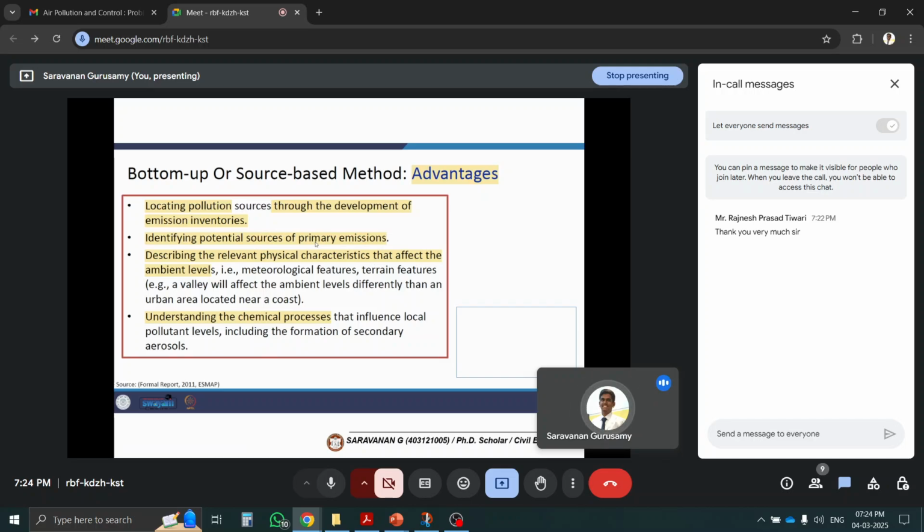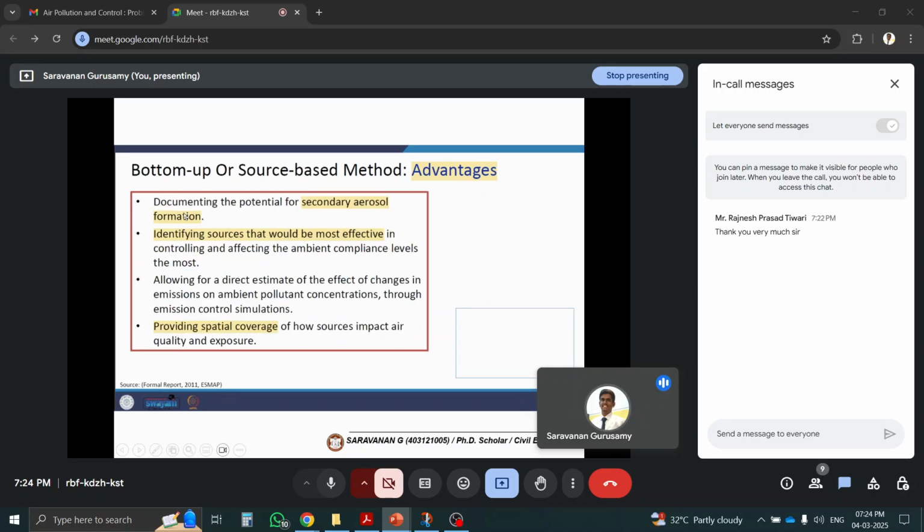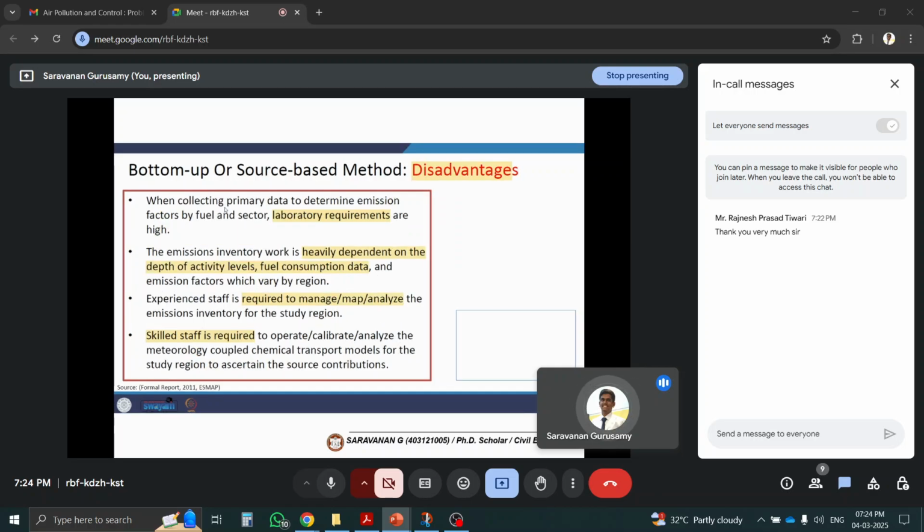So it will not go to the receptor. It will directly point out the sources. So understanding the chemical process, it will also calculate the secondary pollutant sources. Like the potential, it will also document the potential for secondary aerosol formation and provide the spatial coverage. And the disadvantage is that it requires a laboratory, and we need expert staff to manage the map and analysis. So that's why we move on to the top down approach. Top down is from the receptor based.